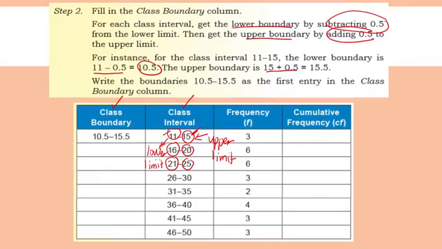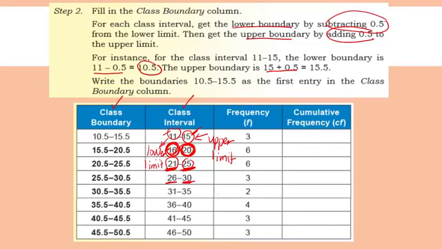Now, let's go to the second one. What is 16 minus 0.5? 15.5. What is 20 plus 0.5? 20.5. There you go. So 15.5 to 20.5. What is the third class boundary? 21 minus 0.5. 20.5. 25 plus 0.5. 25.5. There you go. What about this one? 26 minus 0.5. 25.5. What about 30 plus 0.5? 30.5. There you go. So on with the other class intervals.